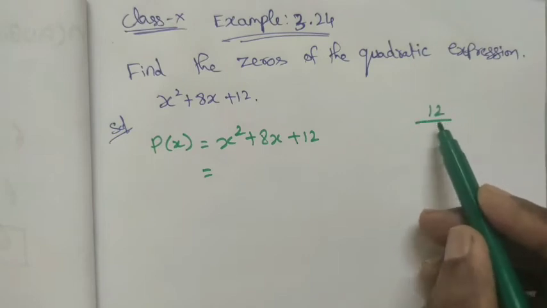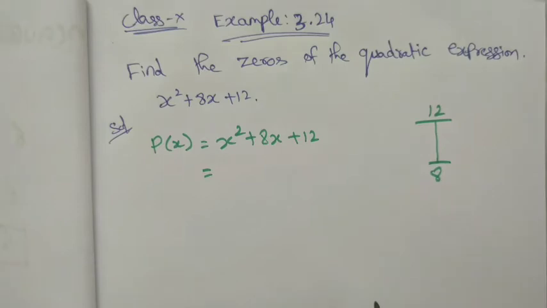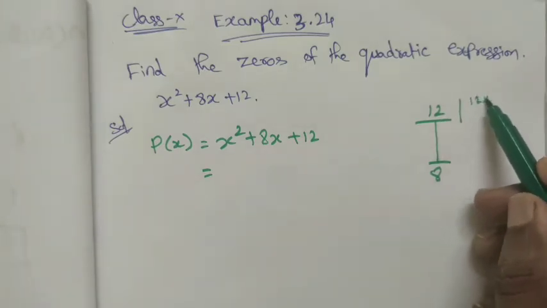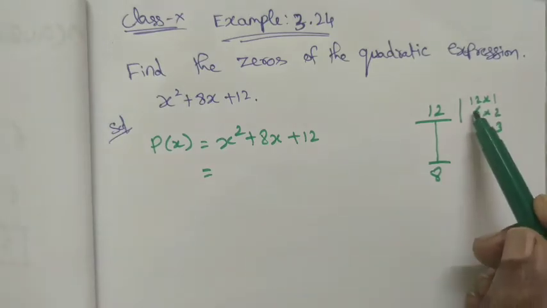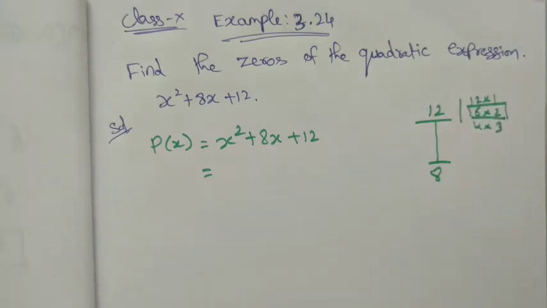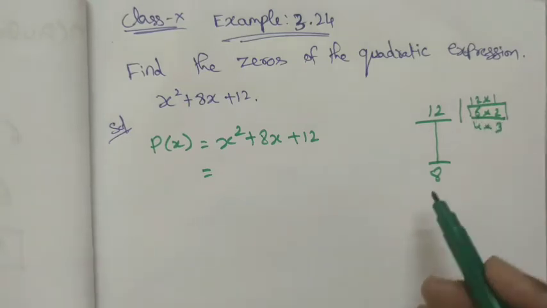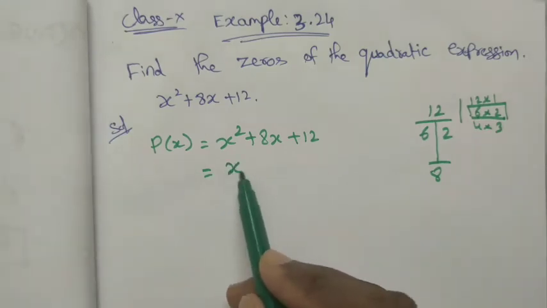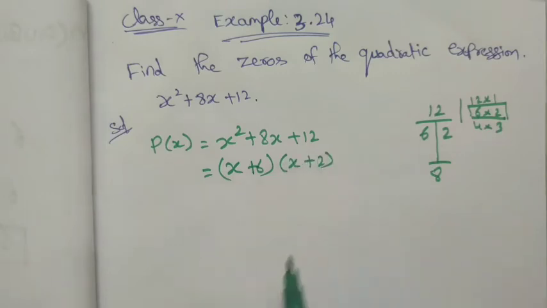If we multiply, we need 12. If we add, we need the number 8. What are the factors of 12? 12 ones are, 6 twos are, 4 threes are. You have to choose the suitable one. Here 6 twos are 12 if you multiply, and if you add, 6 plus 2 is 8. So the factors are 6 and 2. So x plus 6 is one factor, and x plus 2 is the other factor.